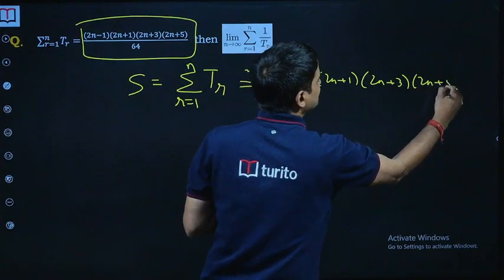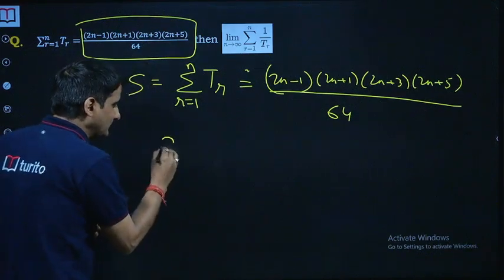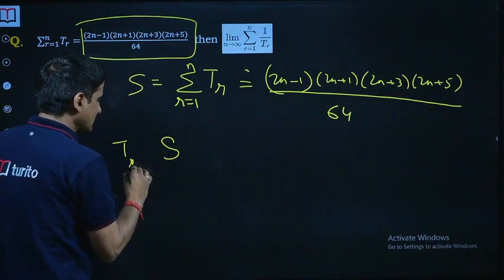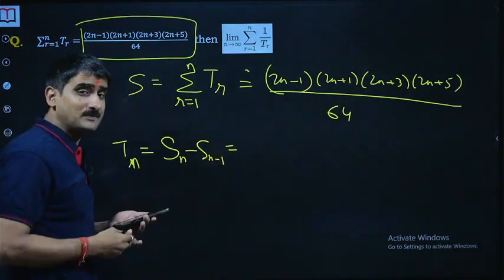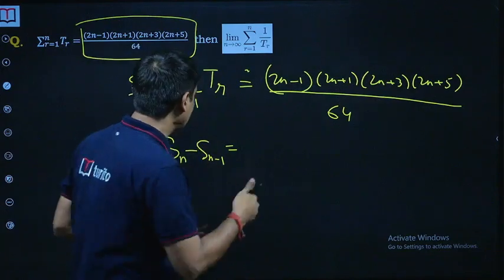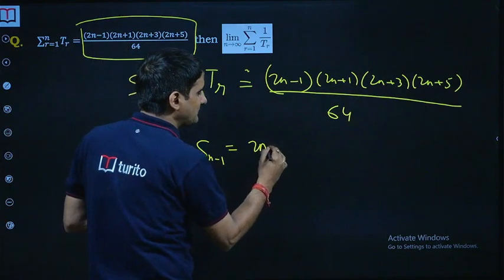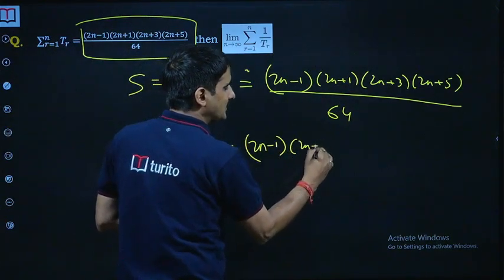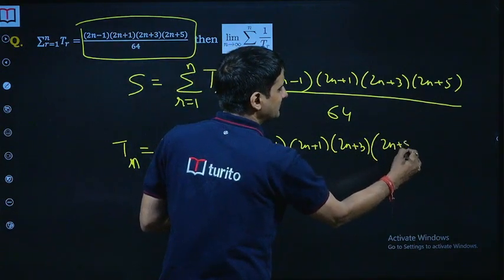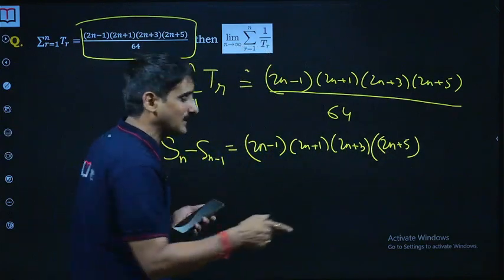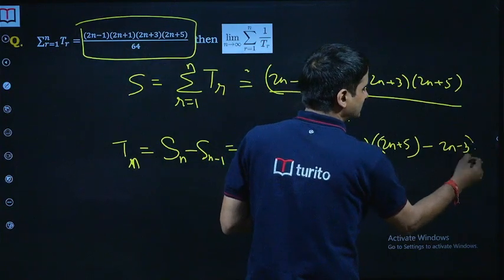My students will definitely know, it's an AP, and we already know that Tn is nothing but Sn minus Sn minus 1. So when you replace n by n minus 1, what will you get? It will be 2n minus 1, 2n plus 1 and 2n plus 3 common in both, and in Sn you will be left with 2n plus 5 extra, and in Sn minus 1 you will be left with 2n minus 3 extra.